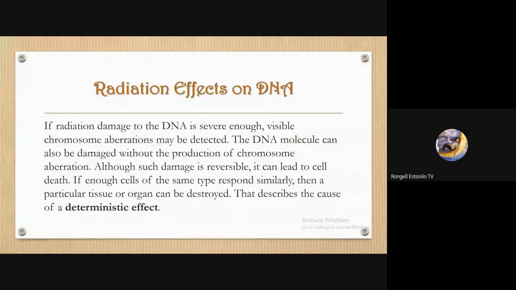So if radiation damage to the DNA is severe enough, visible chromosome aberration may be detected. Later we will, I don't know if saklaw dito sa ating discussion yung chromosomal aberration. So this may be detected. So the DNA molecule can also be damaged without the production of chromosome aberration. Although such damage is, sabi nga dito, reversible, so it can lead to cell death.